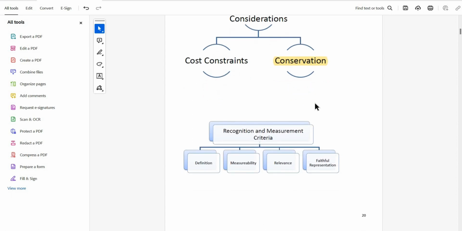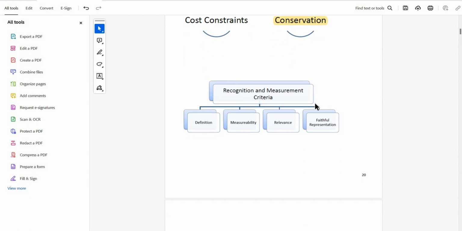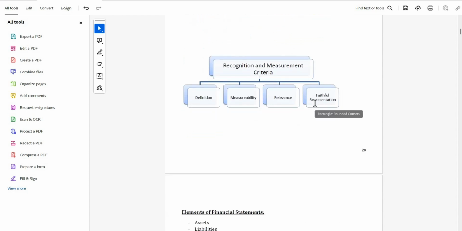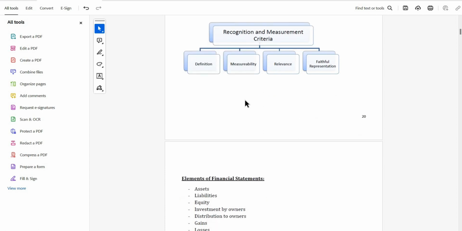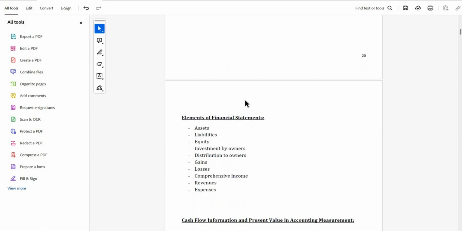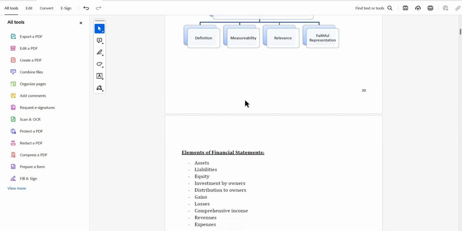And speaking of this revenue, we will study in detail in the revenue recognition chapter. There are certain conditions. If those conditions are satisfied, then only we will record the revenue. But there are no conditions for recording expense. If we see a future expense, we will record the future expense straight away. Recognition and measurement criteria: there are definition, measurability, relevance, faithful representation. We will study all in detail.